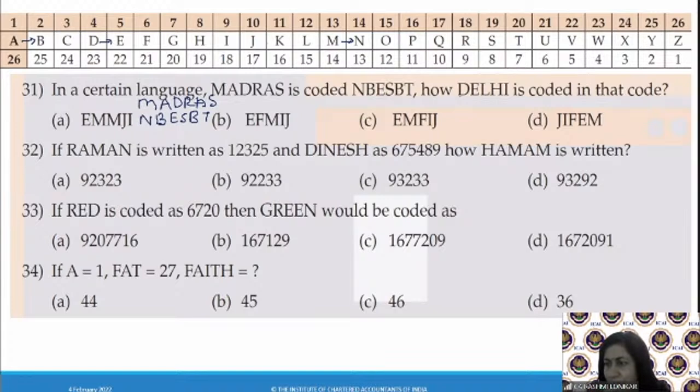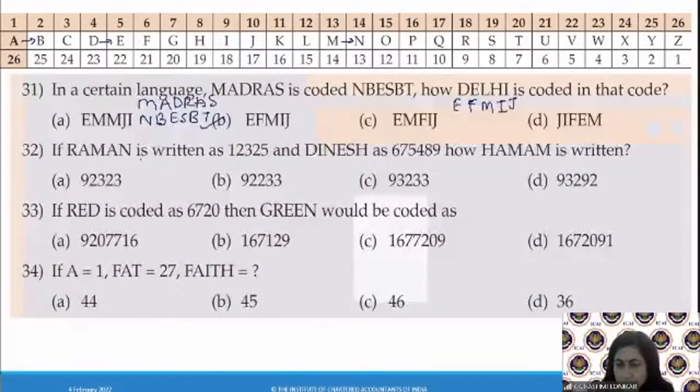Therefore, for Delhi, what will it be? What comes after D? E. What comes after E? F. Then after L comes M, after H comes I, and after I comes J. So E, F, M, I, J. B will be the correct answer.